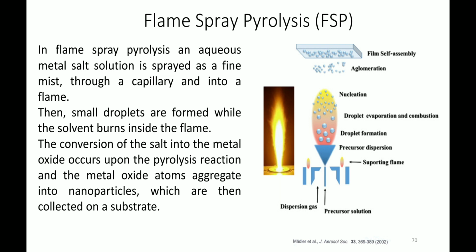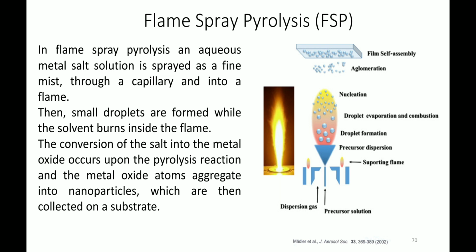So in flame spray pyrolysis, an aqueous metal salt solution is sprayed as a fine mist through a capillary and into a flame. You can see in the schematic representation there is a capillary where you can insert the precursor solution, and with a pressurized gas and the help of a nozzle, you can sprinkle the precursor solution in the form of droplets. These droplets are inserted into a flame.